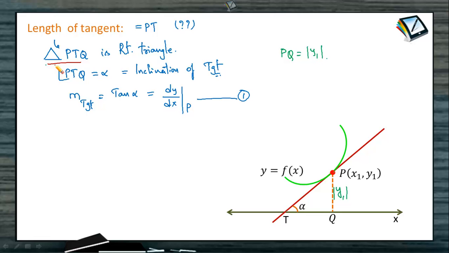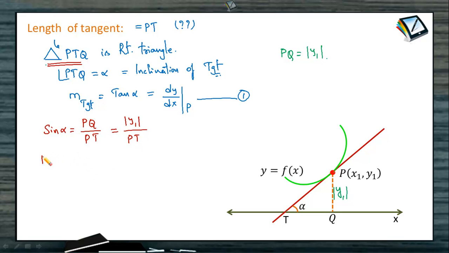In the triangle PTQ, which is a right angle triangle, we need the hypotenuse of the right angle triangle, wherein we know only one side, which is opposite to alpha. So which trigonometric ratio would help us to find the length of PT, which is in relation to the hypotenuse and the opposite side of alpha? Right, we are talking about sine alpha. Then can you tell me what is sine alpha from the triangle? It is the length PQ by the length PT, wherein the PQ length we already know, that is mod of y1, by PT, which is your required length.